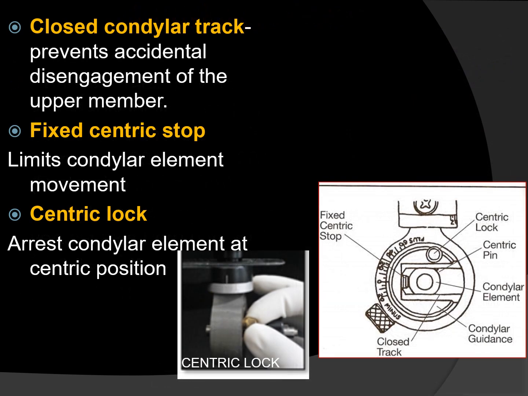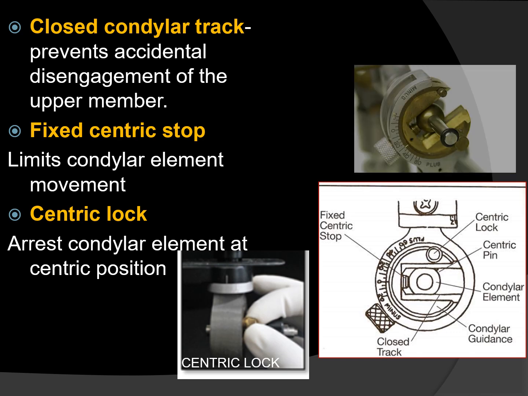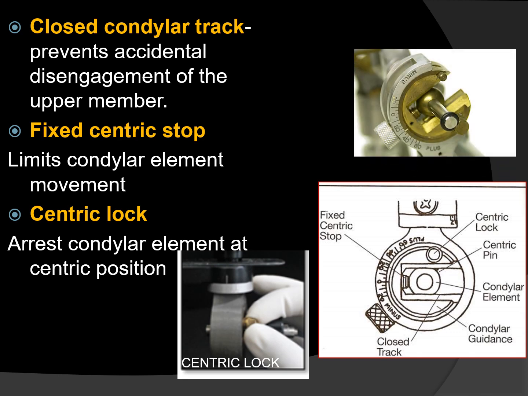The condylar guidance track can be open or closed. In the Hanau wide view, you can see that the condylar element rotates in an enclosed housing, that is a closed condylar track, and this prevents accidental disengagement of the upper member. Whereas in some other articulators, you can see that the condylar guidance track is open. So the circle is not complete and it has an open end at one side, giving it a U shape. This facilitates easy removal and reattachment of the upper member of the articulator.